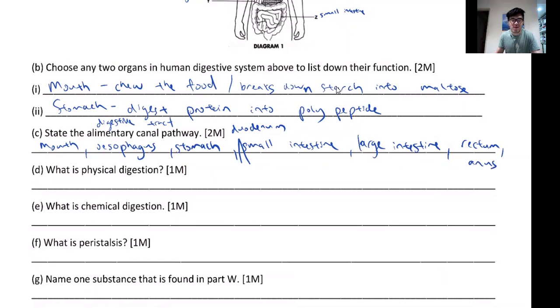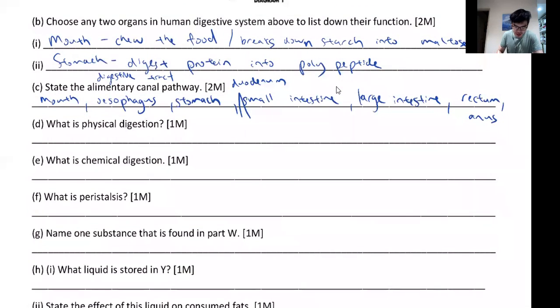Anus is your butthole. So it's like a big slide. All the way from your mouth to the anus is like a slide, like sitting on a slide. It's like a roller coaster inside, and this roller coaster breaks down your food. So next D, what is physical digestion? Digestion has 2 types. You have physical digestion, which is the churning of food, the tearing of food.